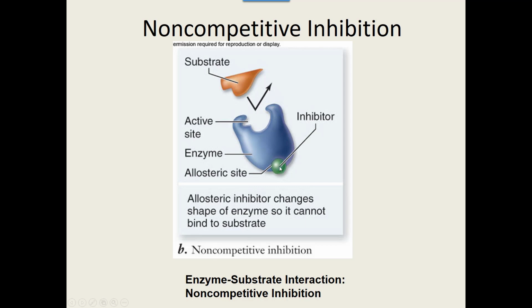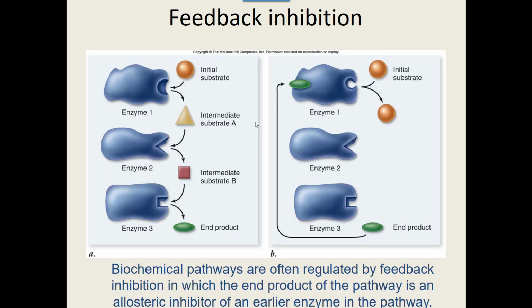It's not competing for the active site. However, the end result is the same. Substrate can't fit, no product is made. And so there are two types of inhibitor. Competitive, which competes for the active site. Non-competitive, which doesn't compete for the active site, but still stops substrates from binding there. Now, what a lot of times happens in microbes and in humans is that an end product, whatever the ultimate goal is, whatever we're trying to make, can actually become one of these non-competitive inhibitors.